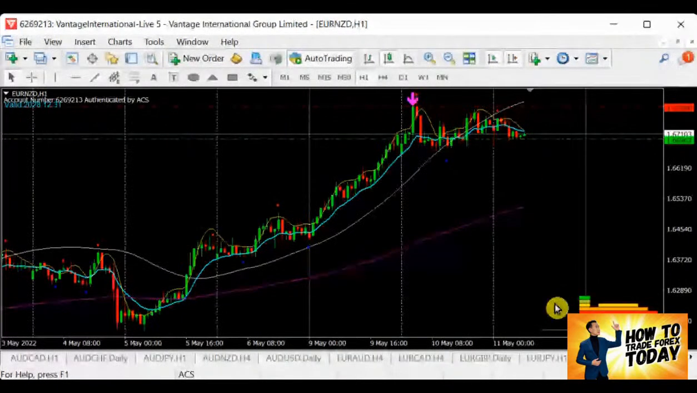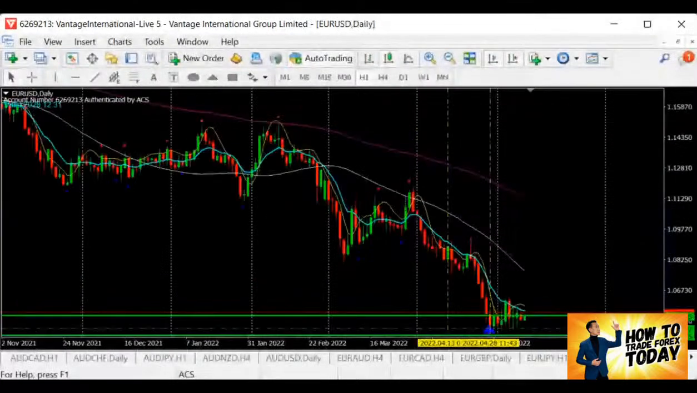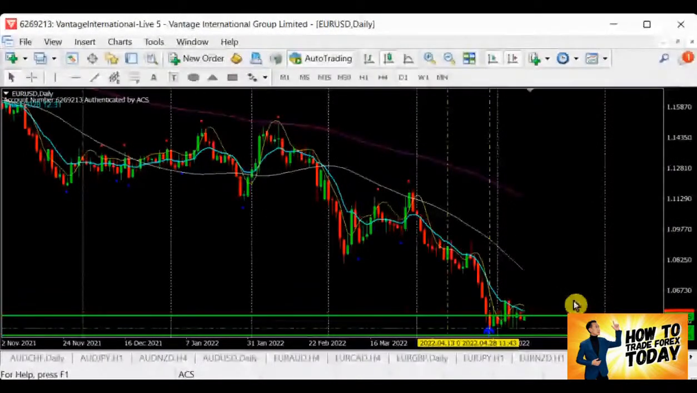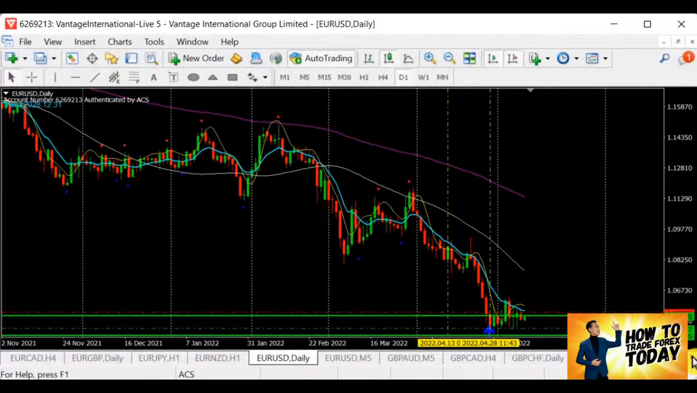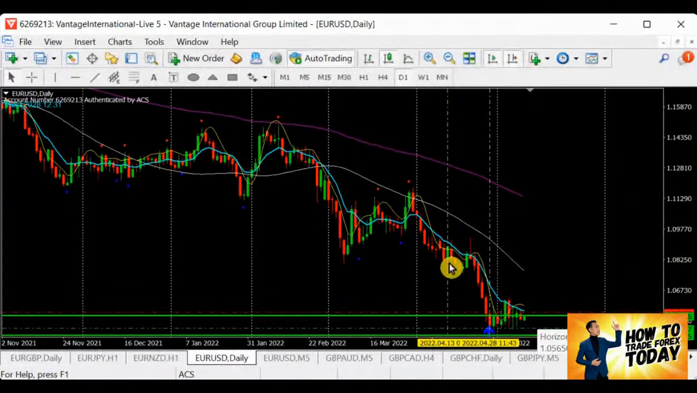Okay, that's Euro Kiwi. Next, we are going to look out for Euro Dollar. Let's identify the trend before we move. So Euro Dollar, we are in the bear into the bull zone. That means to say it is going to change.